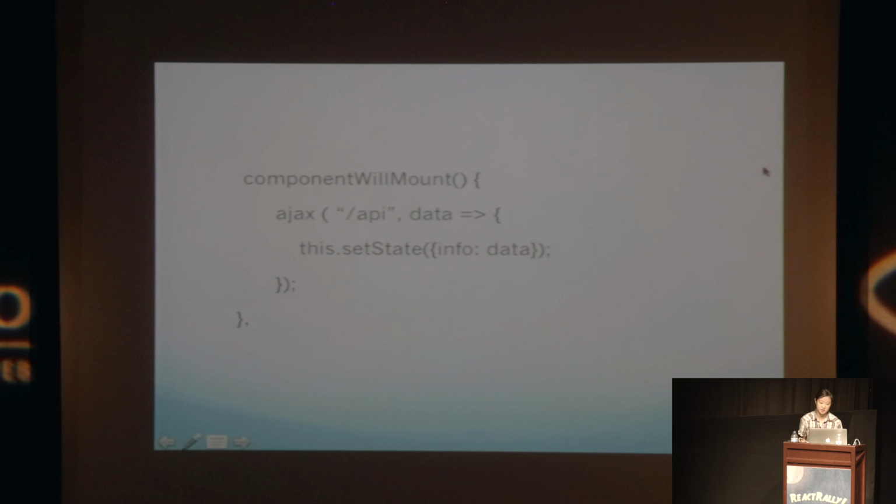So we have this AJAX call, which calls some server, and then we get some data back, and then we set the data into the state. But now, if you test that component, you're actually testing two pieces. One is the AJAX call, and the other one is the component. Now, this is the opposite of the separation of concerns that we talked about earlier.